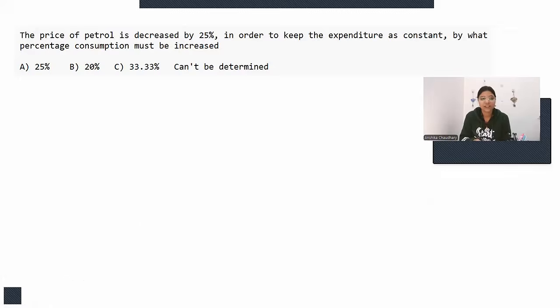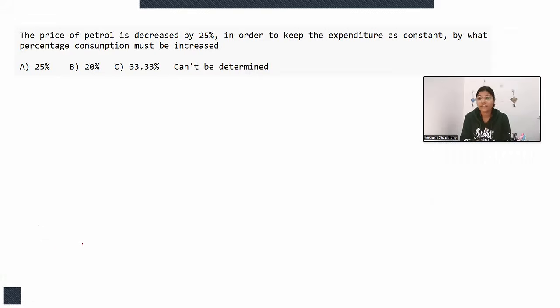The next question is again of a type that is really very important. TCS also asks this type of question, and also other companies like LTI Mindtree, Deloitte, and Infosys for sure. The price of petrol is decreased by 25%. In order to keep the expenditure constant, by what percentage must consumption be increased? Although it's a hypothetical condition that the petrol price is decreasing, since it always increases. Anyway, leave it.